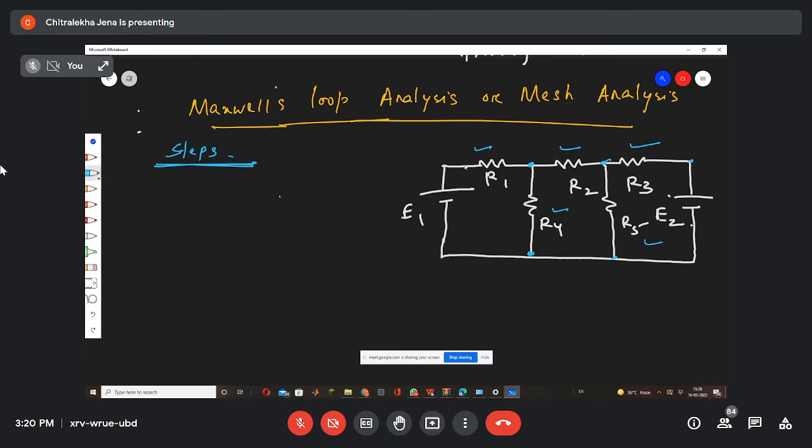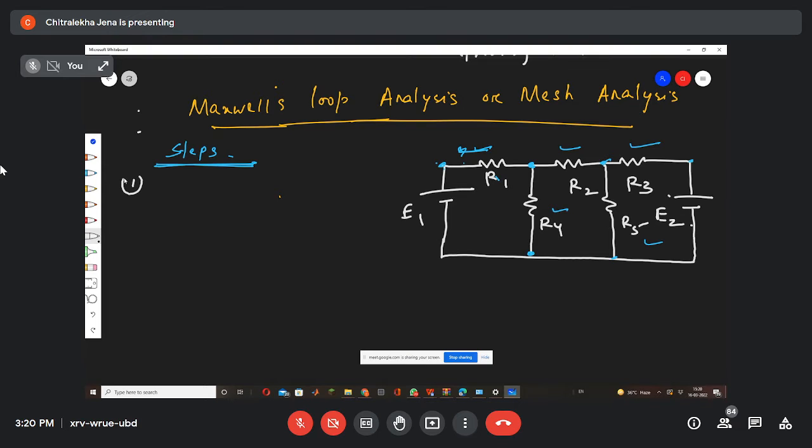Suppose I can find the current flowing in R1. I can find the potential difference across R1, because the resistance is known to you. By using Ohm's law, if you know the current, you can find the potential difference across R1. So you can completely analyze the circuit if you know the different branch currents, or the potential difference across each resistor. In order to analyze the DC circuit, we use all these types of analysis or theorems. Now, coming to the first one, Mesh analysis, I will tell you some steps.